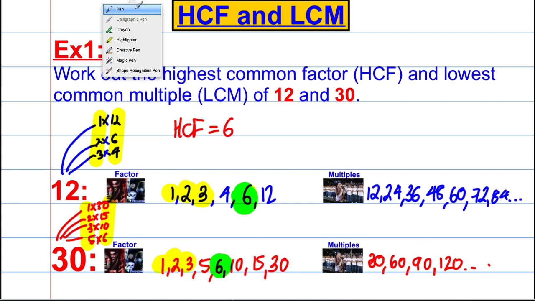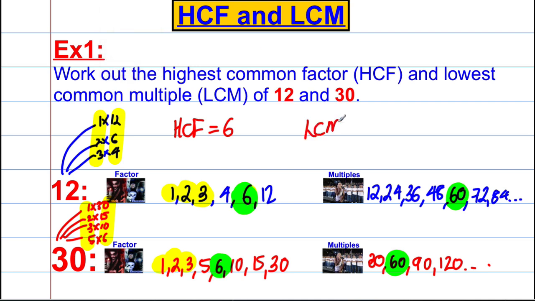Let's look for the lowest multiple they have in both lists. They both have a 60, and that is the smallest number in both lists. So therefore, we can write down that the lowest common multiple of these numbers is 60, and we're done.